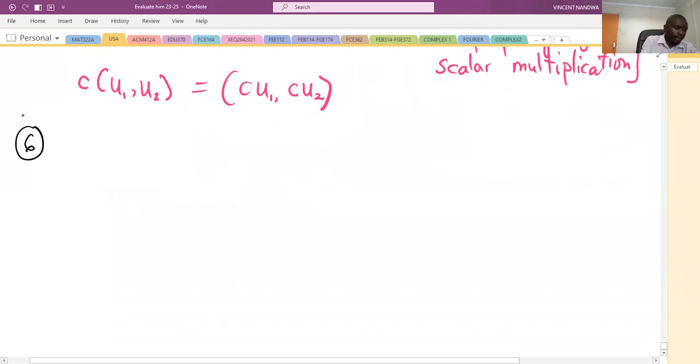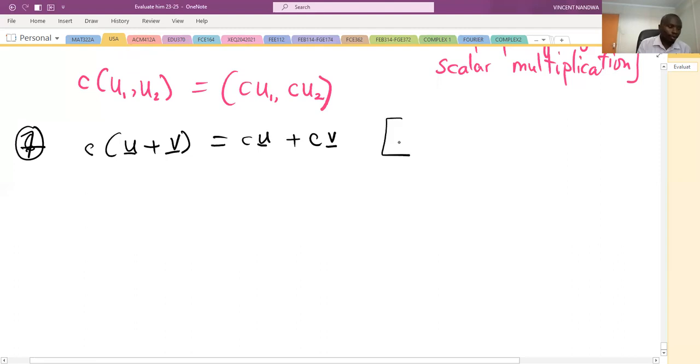Number 6. That's number 7. If you have C, then you multiply by U plus V, then you get CU plus CV. This is what we call the distributive property.